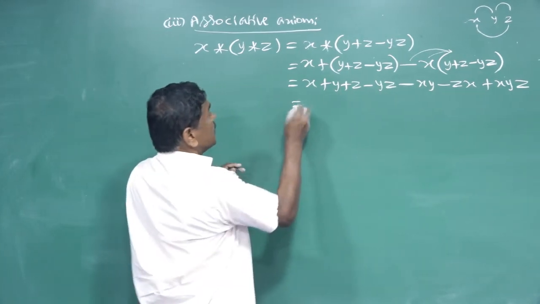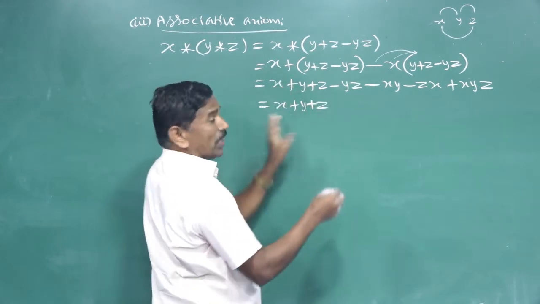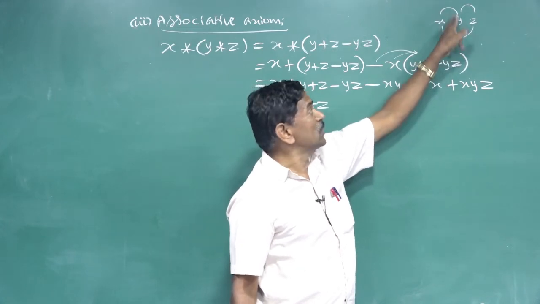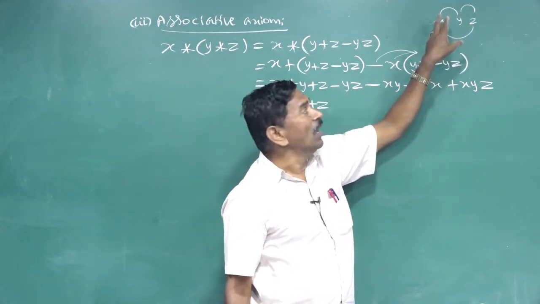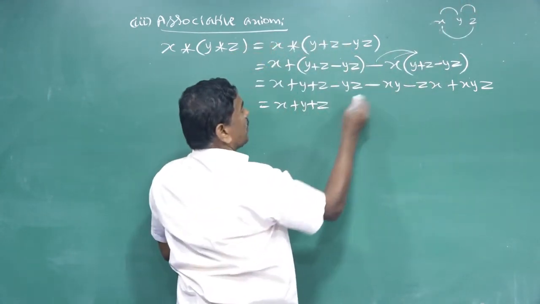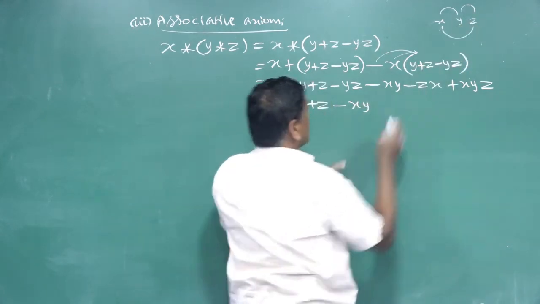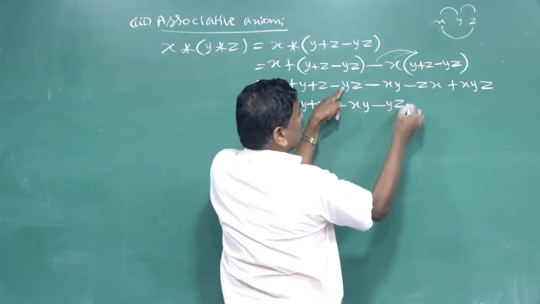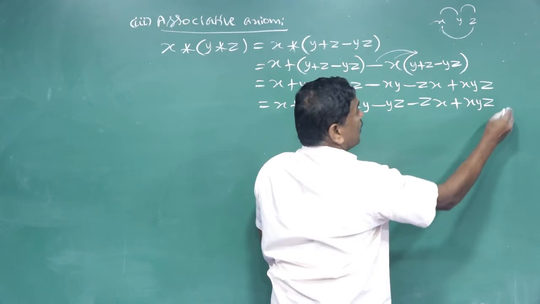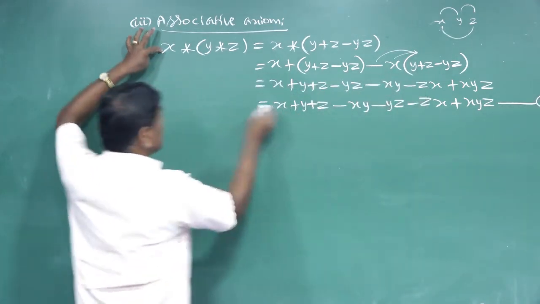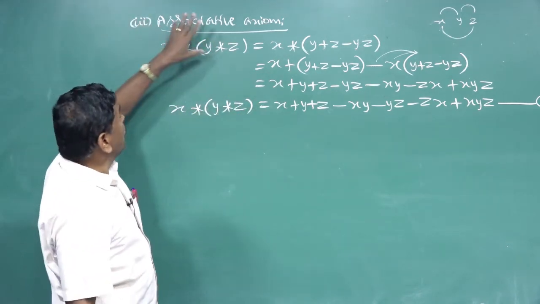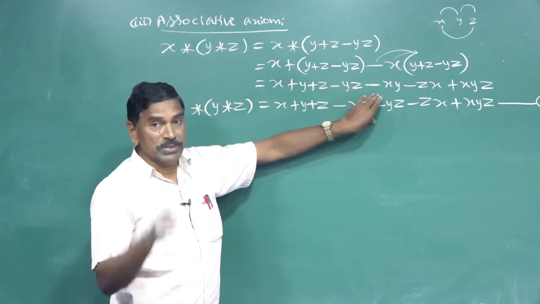Now I want to write it in order, for my convenience: x plus y plus z is in order. Next I need x to y, y to z, z to x, which means xy, yz, zx, in cyclic order. First xy: minus xy. Next yz: minus yz. Next zx: minus zx, plus xyz. Let it be equation number 1, whose left hand side is x star y star z. Now we have taken the LHS of the associative property.